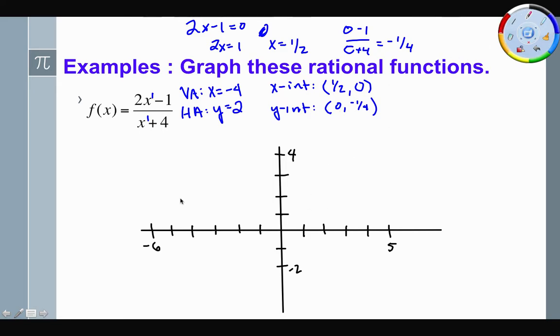All right, let's put in our asymptotes. Our horizontal asymptote is y equals 2, so that is going to go horizontally at y equals 2. Our vertical asymptote is x equals -4, so it's going to go vertically at x equals -4. And now we are going to start to plot a couple dots. We know that we have an x-intercept of +1/2 and a y-intercept of -1/4. We will do our best to draw -1/4 right there. And now we have to do the new piece. We have to calculate some points.